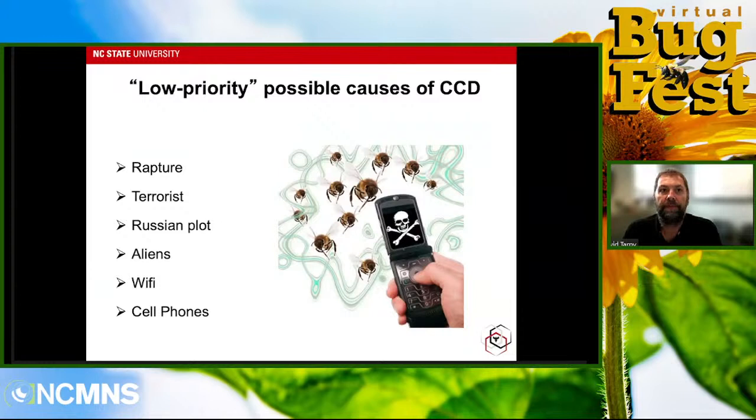And with a kind of vacuum of strong empirical evidence, there are lots of different, shall we say, low priority or low possibility reasons that are proposed as causing CCD, such as divine rapture, a terrorist plot, aliens somehow manipulating our bees and killing them off, to cell phones are killing our bees, none of which is true or really has any strong evidence to it.